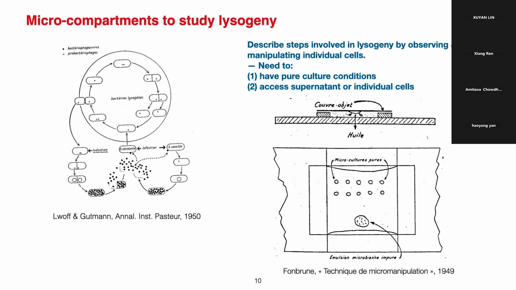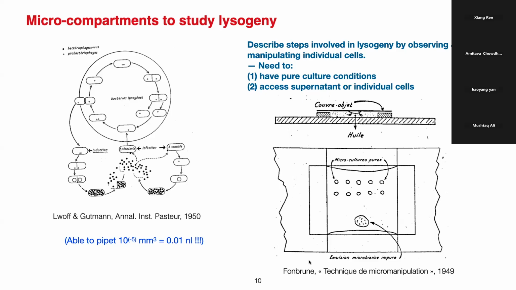And apparently, I don't know this person, but there was a really brilliant engineer called Monsieur Fonbrun, who developed a micromanipulator where they could deposit individual aqueous droplets on the bottom of a microscope slide. And each one of these droplets, if I made my calculations correctly, was 0.01 nanoliter. So these are very, very small droplets. And then they could put this on the microscope and observe them. In this way, they were able to discover how lysogeny works, and they won the Nobel Prize. Well, Lvov won the Nobel Prize, but along with his collaborators.